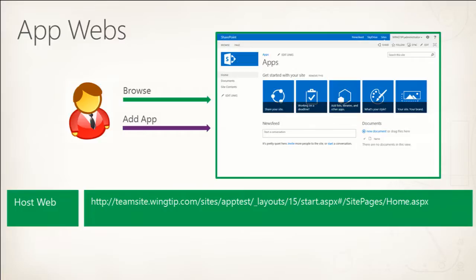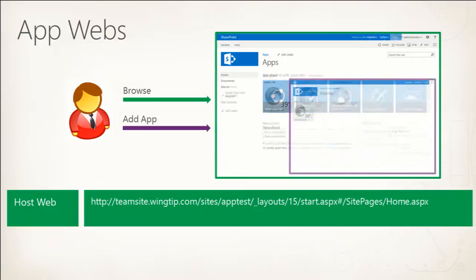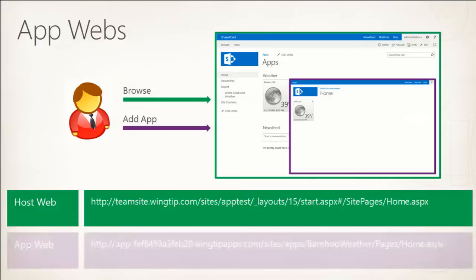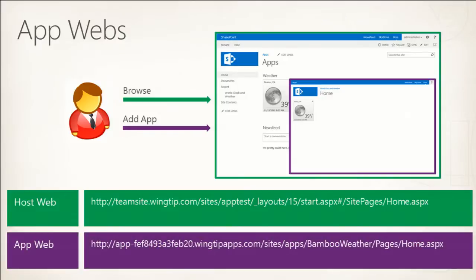If this user happens to be a site collection administrator and he adds an app to that site, a new subsite is created within that site. So in my host web, a subsite is created. That subsite is called the app web, and that will host my app. The domain for that app, I'm not going to read out the GUID, is app- and it's an app GUID, .wingtipapps.com. So the domain is different.